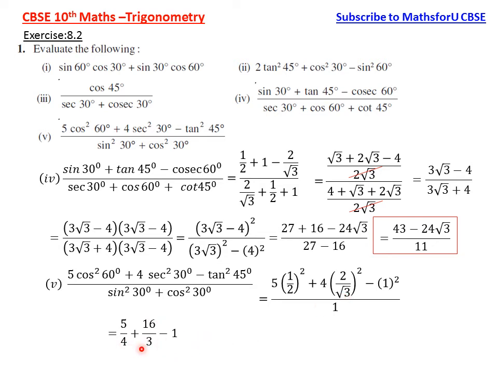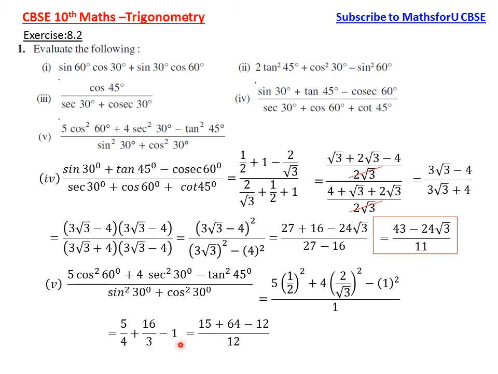Now 12 will be the LCM. Then 15 plus 64 minus 12. How? Here we have 12 as the LCM. Here we have 4, so we need to multiply this by 3 to make it 12 as LCM. So 3 into 5 is 15. Here we have 3, so we need to multiply by 4 to make it 12. So 4 into 16 is 64.